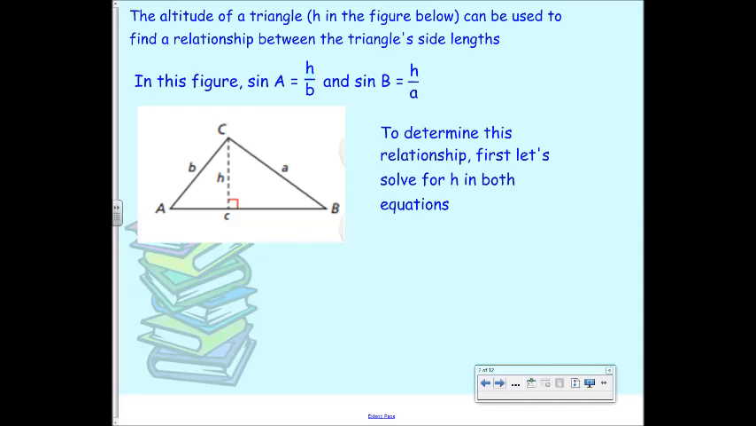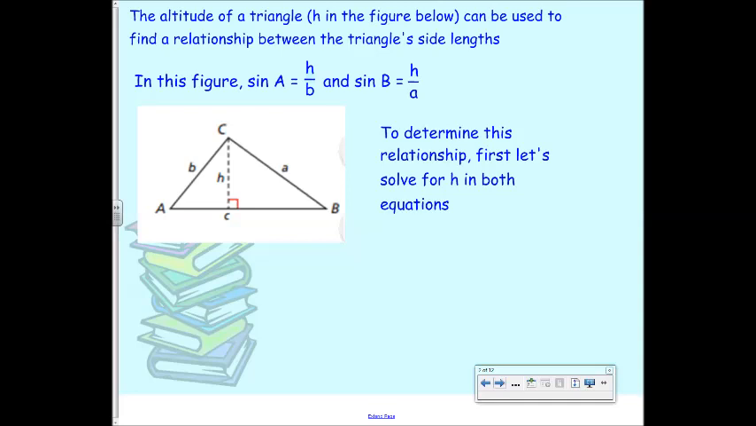Okay, so law of sines and cosines is a way to figure out missing legs in triangles that aren't necessarily right triangles, and we're going to use ratios to figure that out. So take a look at this picture up here. The altitude of a triangle, that's h in this figure. What's an altitude? It's kind of like the height of the triangle. It goes straight from one vertex down here, and it makes a right angle. It's perpendicular to the opposite side.